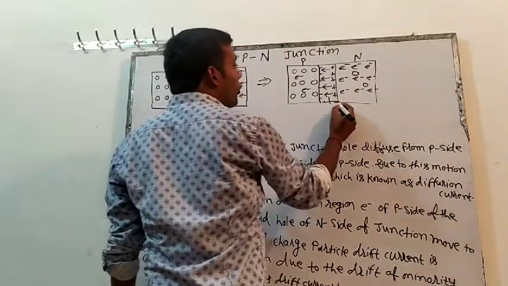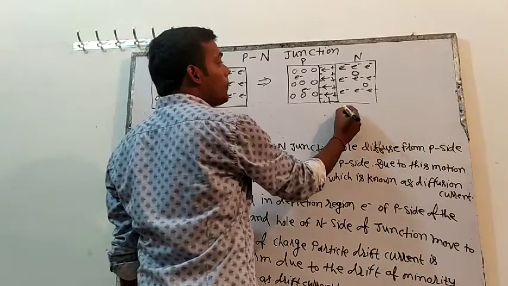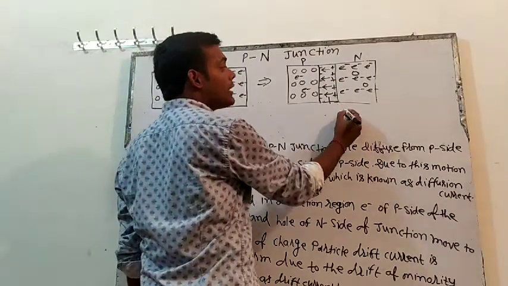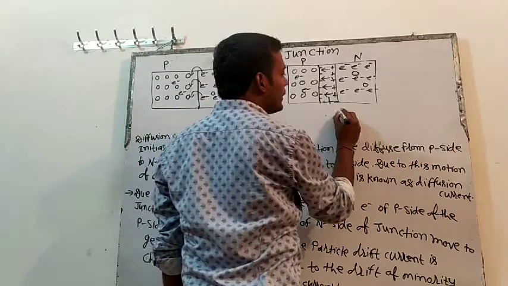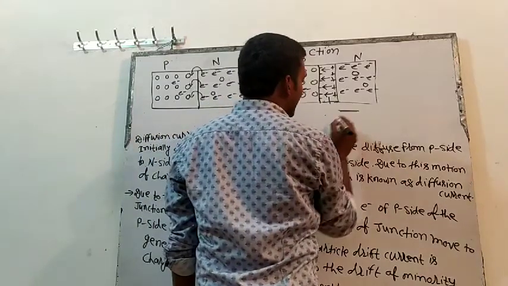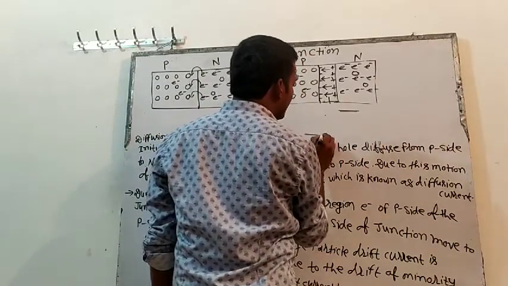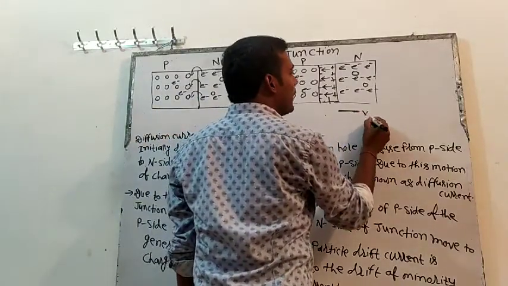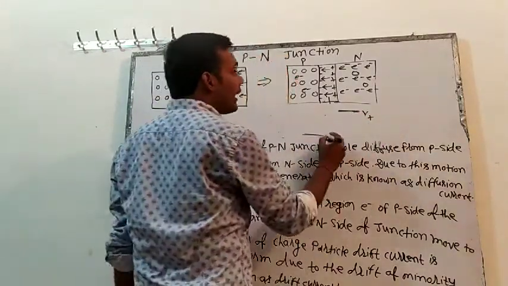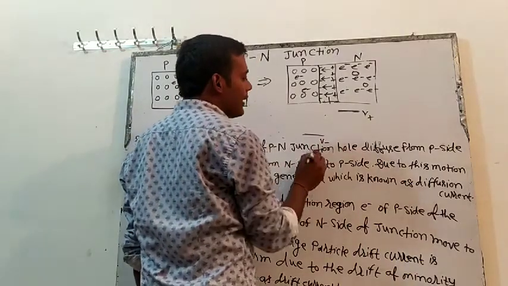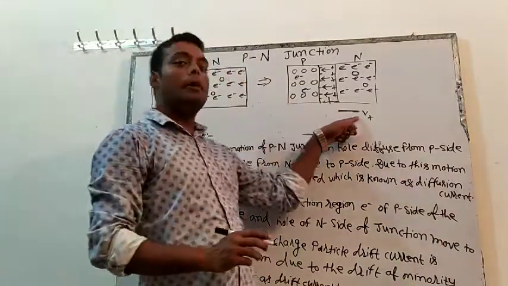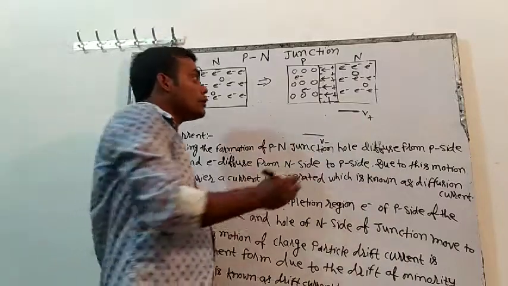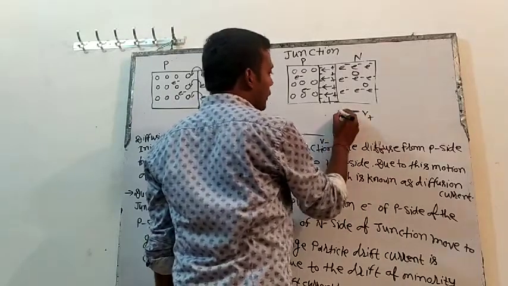Okay, see. Here positive charge is generated. So positive means high potential, negative means low potential. High potential is represented like this and low potential is represented like this. So this is high potential, that means we can write V plus, and here we can write V minus. V minus means low potential, V plus means high potential.